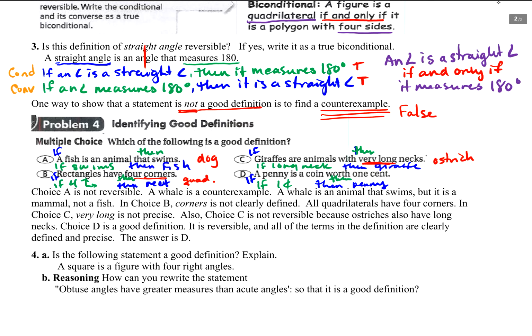I think we have a good definition here. It has common terms, it is precise, and it is reversible. It meets all three of our criteria. So we have a definition. A coin is a penny if and only if it is worth 1 cent. That would work. That would be a nice definition.